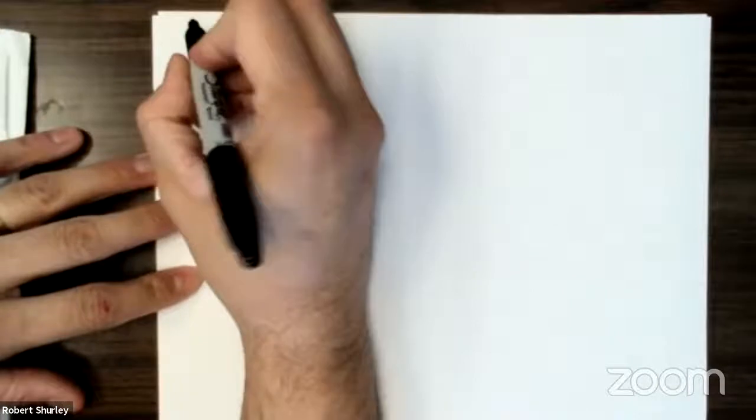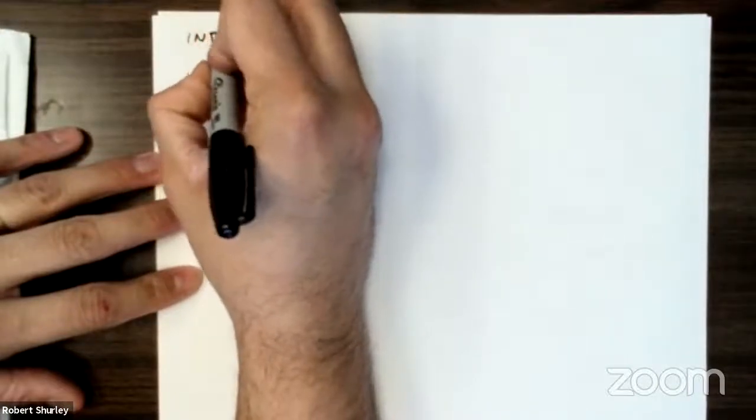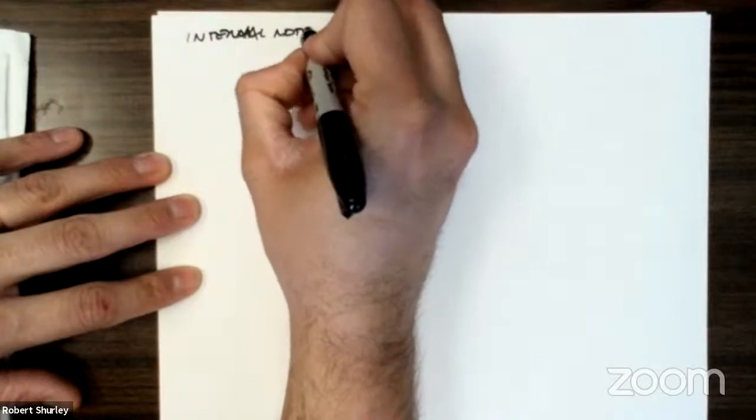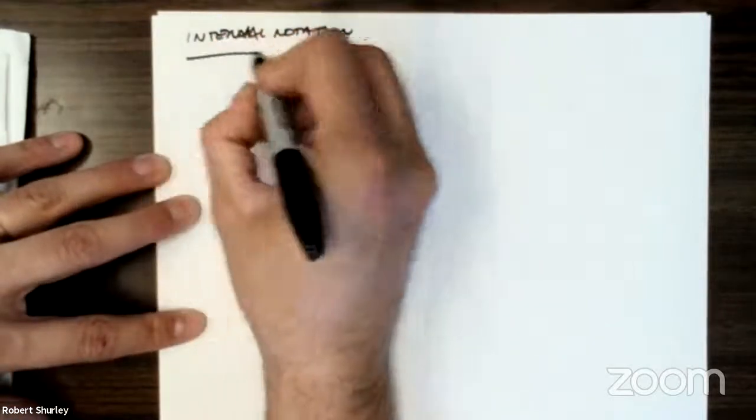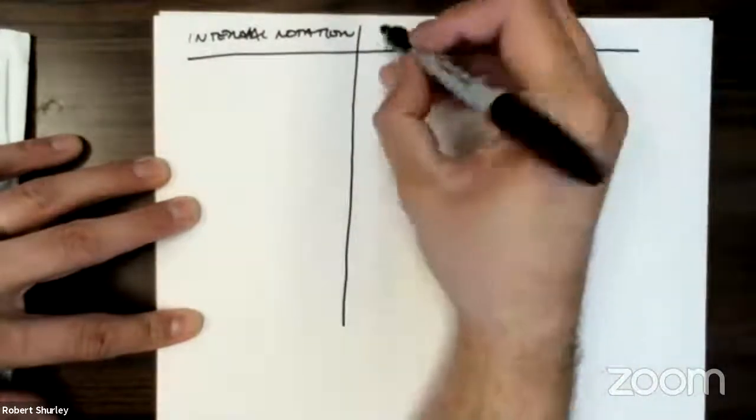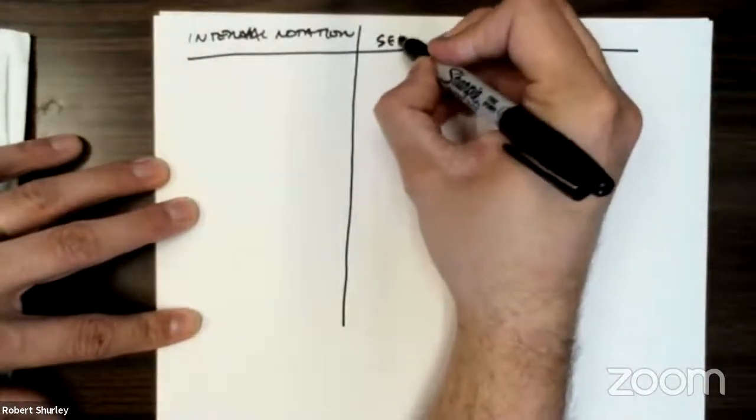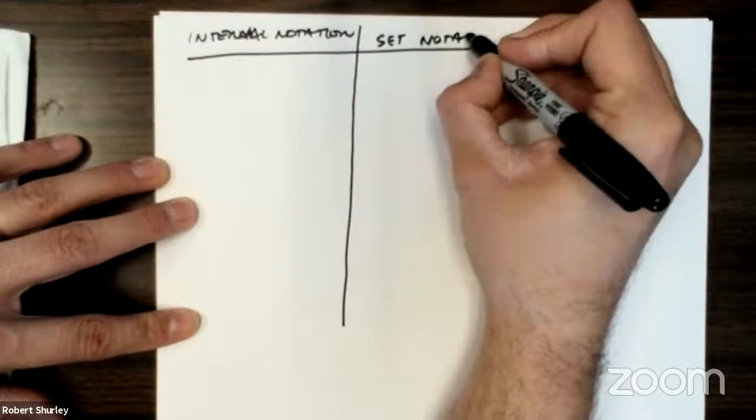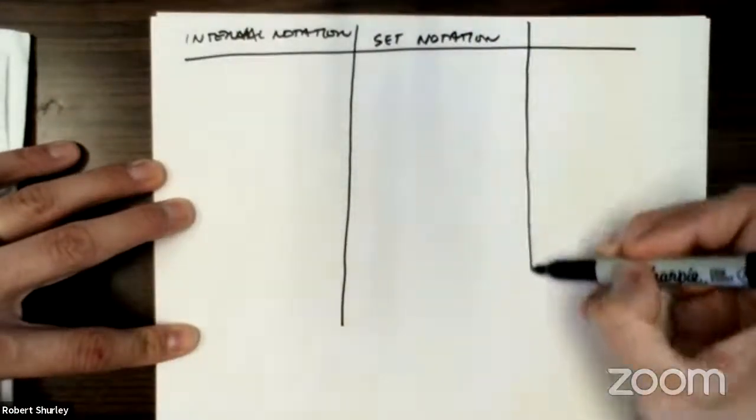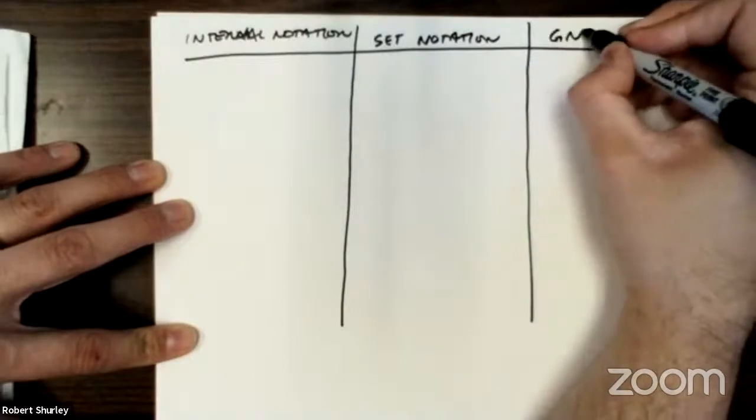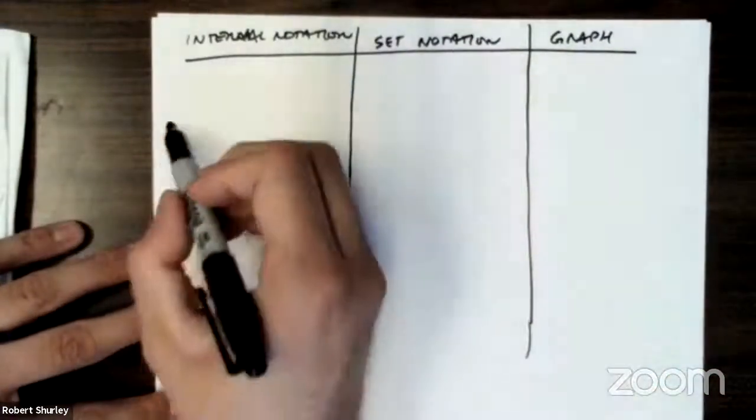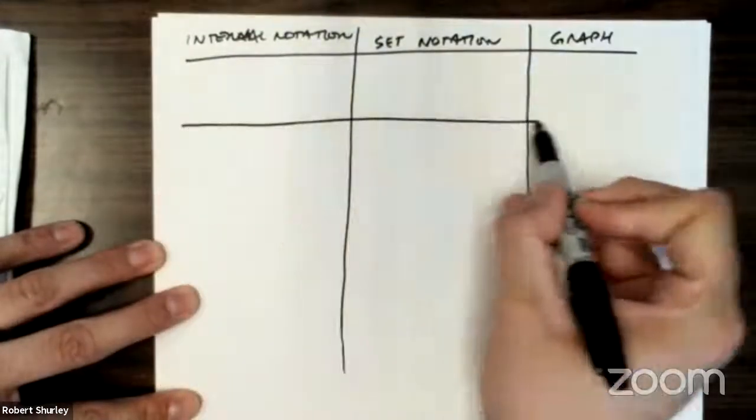So this is interval notation. They call it interval notation. I'm going to call it set notation. They call it set builder. It's fine. It's not a big deal. And then lastly, a graph, which is just a line. Okay. So let's look at an example of this.